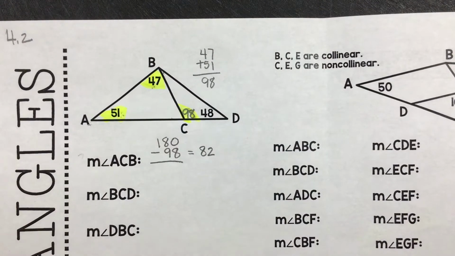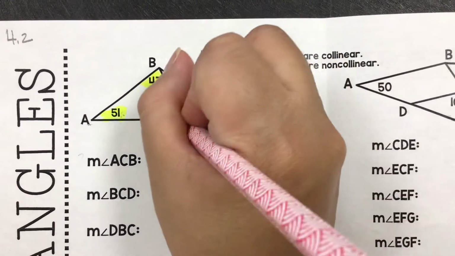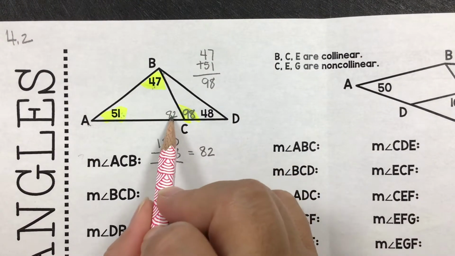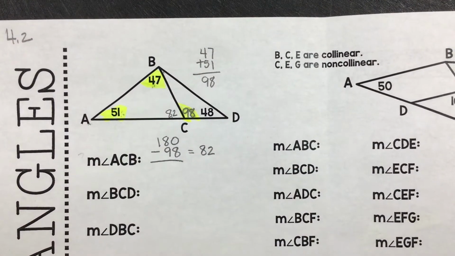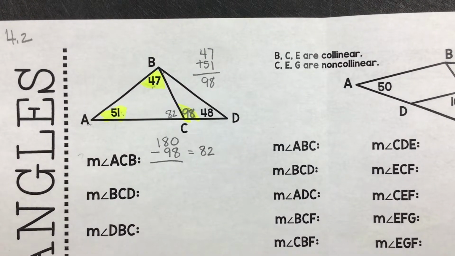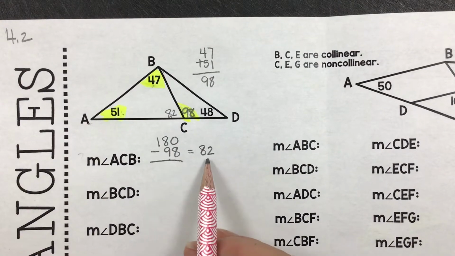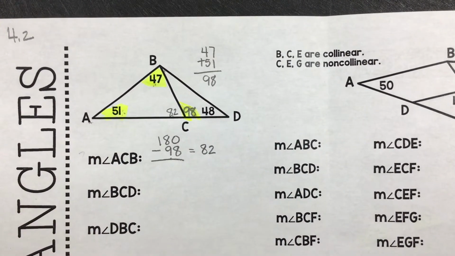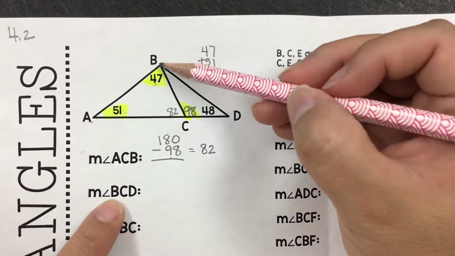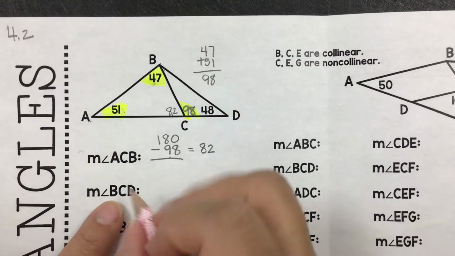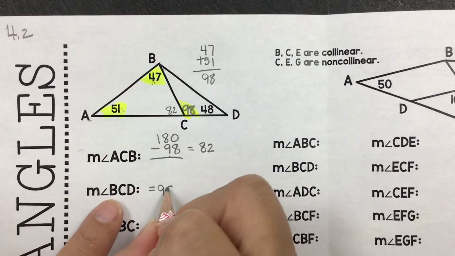And that's the angle sum. How do I know that? Well, this is a linear pair. That means when we add them together, they're supposed to give me 180. That's why I subtracted 98, and what's left, 82, is the other angle. BCD we've already solved for, and that was 98.